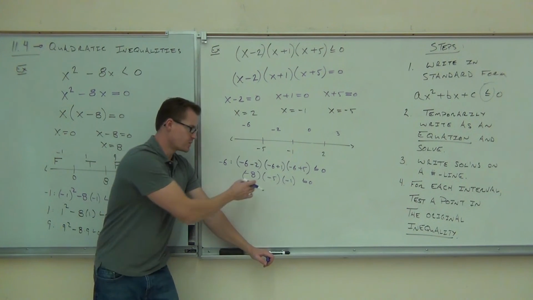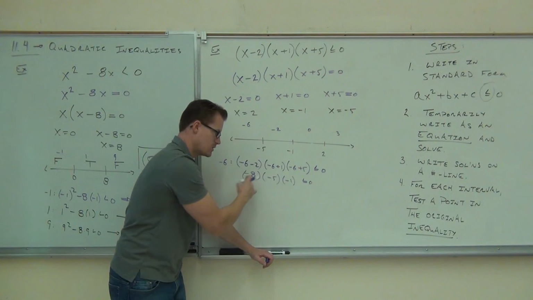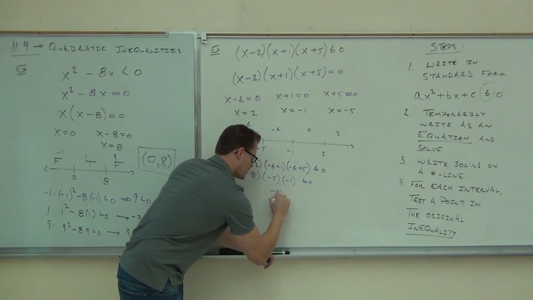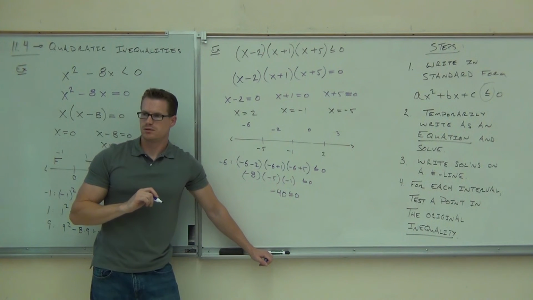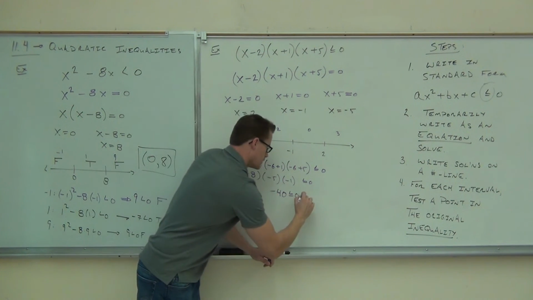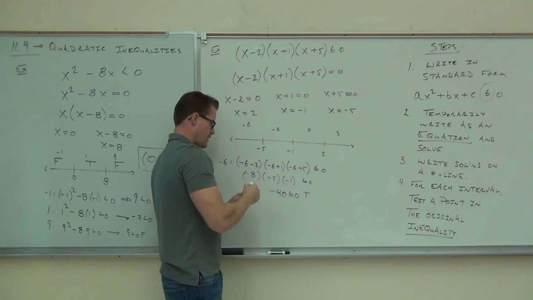So we know that this is going to be a true statement right here. We know that for a fact. Now, you can work it out. You're going to get -40. Is -40 less than or equal to 0? Yes. Absolutely. So you get a true statement out of that.